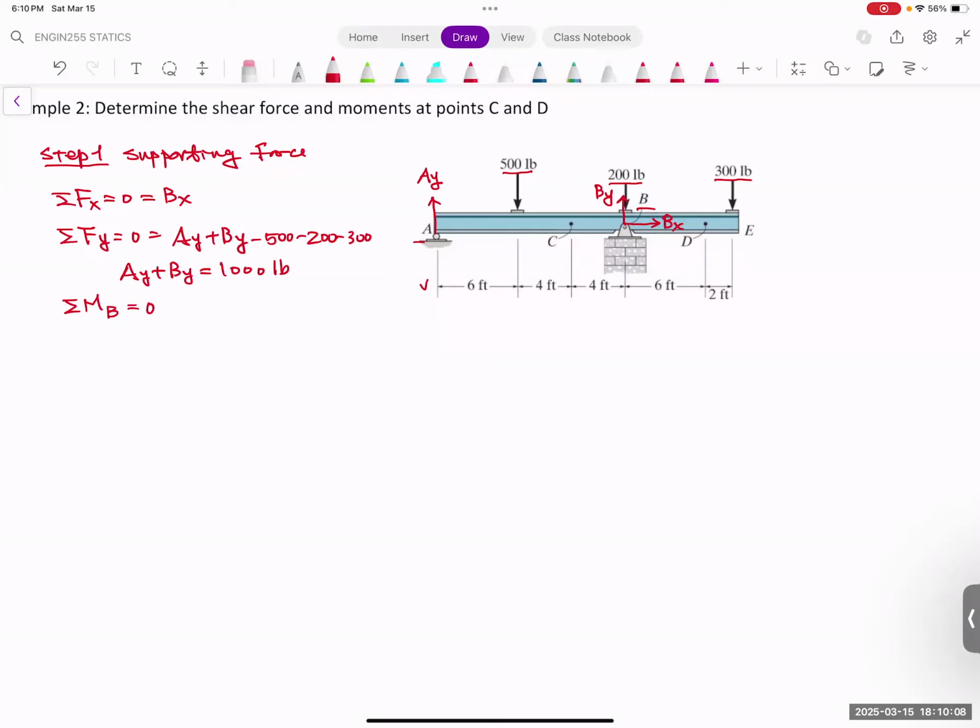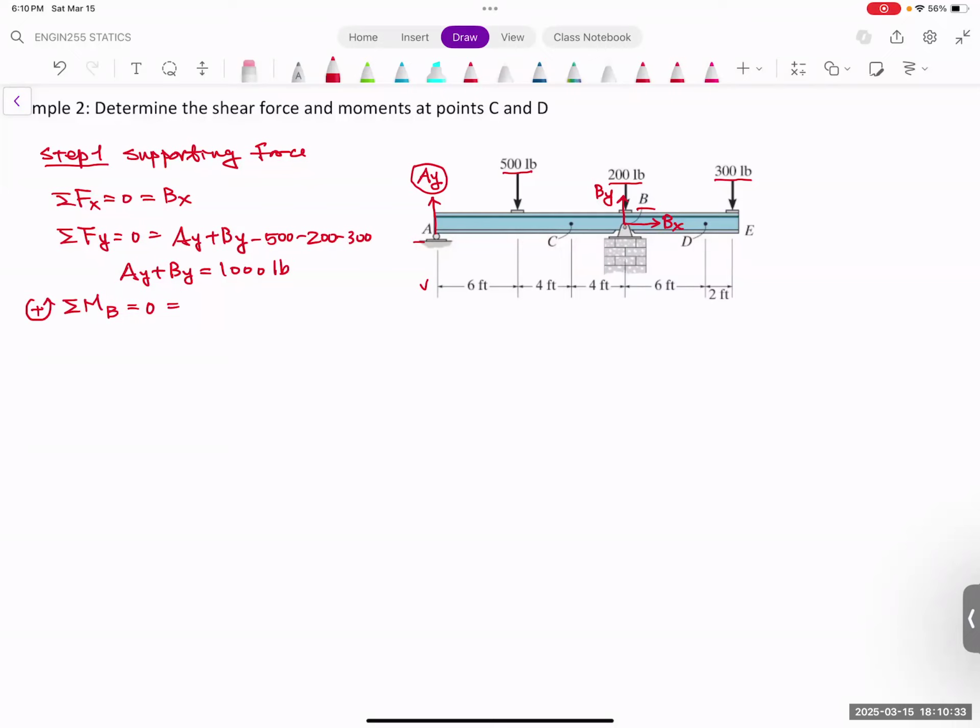This has to be equal to 0. And let's look at what other force can cause any of the moment. So the AY is going to make it rotate clockwise. So let's make this one, counterclockwise, positive. Again, this direction is arbitrary. You can define any direction that you like. You just need to follow the same direction when you do the calculation.